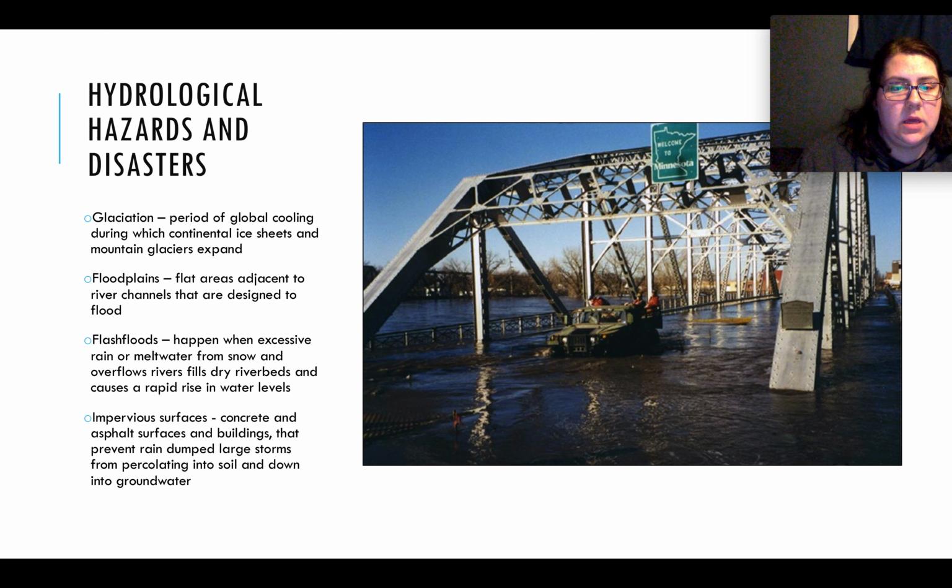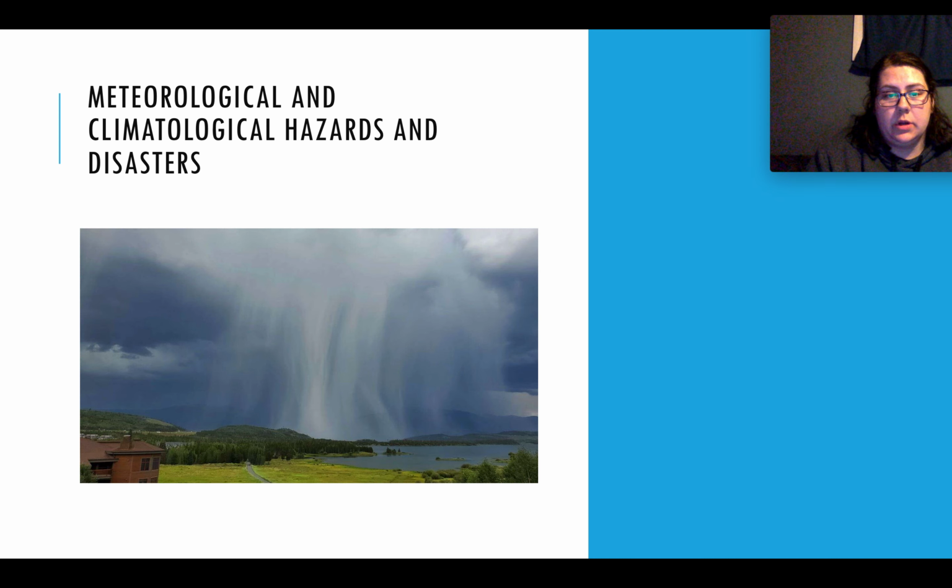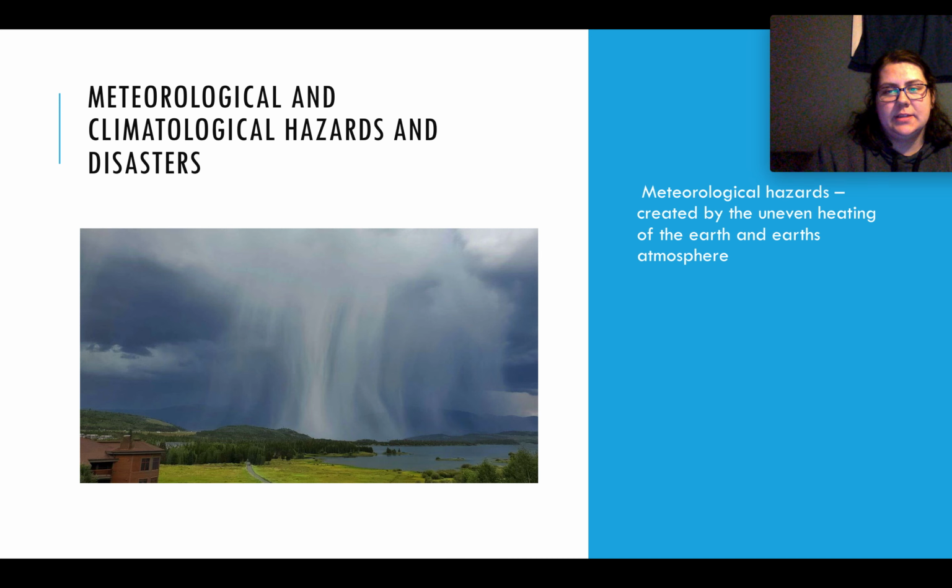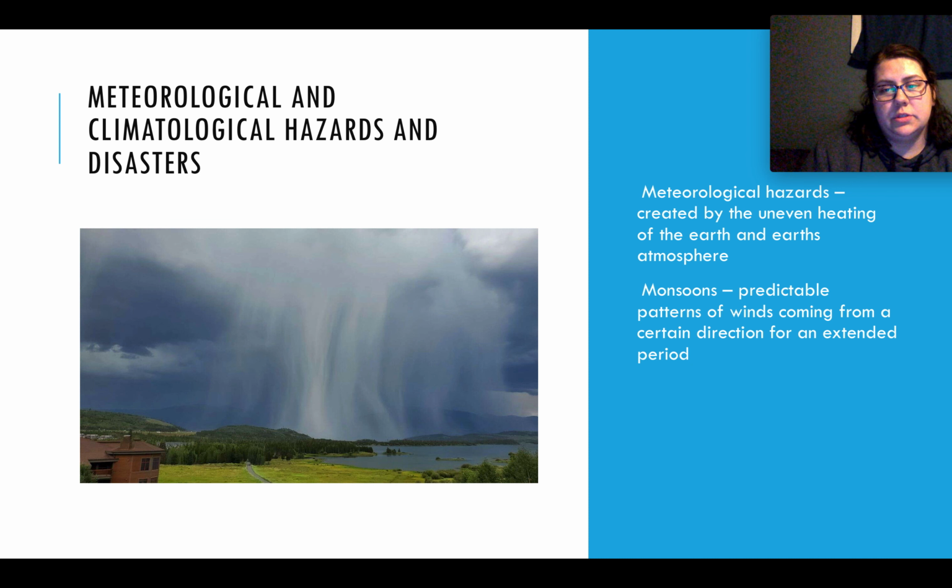Impervious surfaces: concrete and asphalt surfaces in buildings that prevent rain dumped from large storms from percolating into soil and down into the groundwater. Meteorological and climatological hazards and disasters. Meteorological hazards are created by the uneven heating of Earth's atmosphere. Monsoons: predictable patterns of winds coming from a certain direction for an extended period of time.